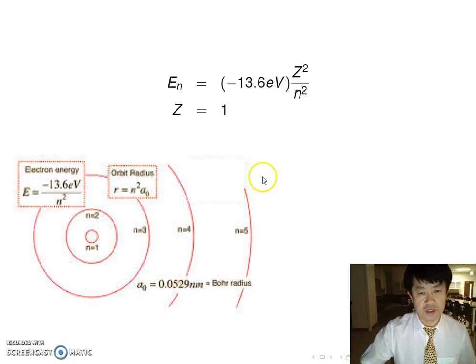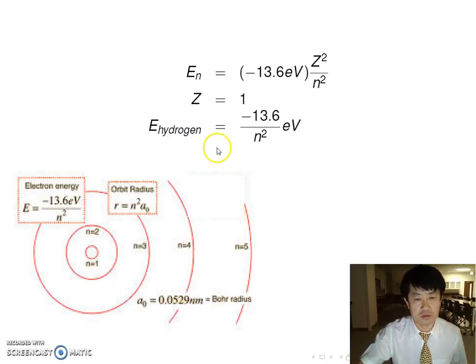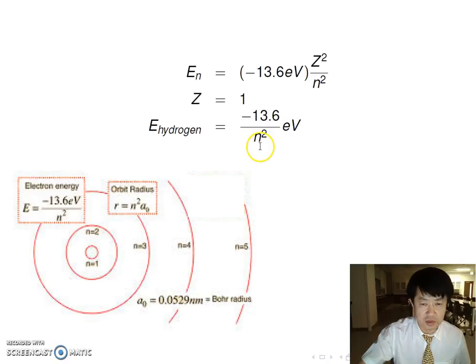It has to be a natural number. For the case of hydrogen, Z equals 1. So the energy of the electron in orbital motion for the hydrogen atom is negative 13.6 divided by n square. The unit is electron volt. This n is a natural number, which is the principal orbital quantum number. The innermost one is 1, the next one is 2, next is 3, and 4, 5, like that.